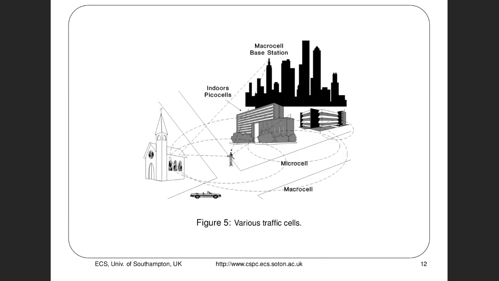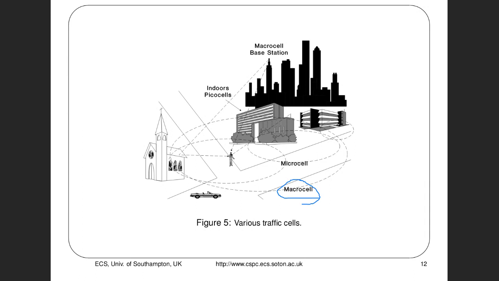From this figure, you need to have a general understanding that the cell size or coverage can be different depending on where the base station is, and also depending on the power of the base station. A base station deployed high up on a building top can see a lot of things on the ground, can see a large area. So it provides a large coverage, which is called a macro cell.